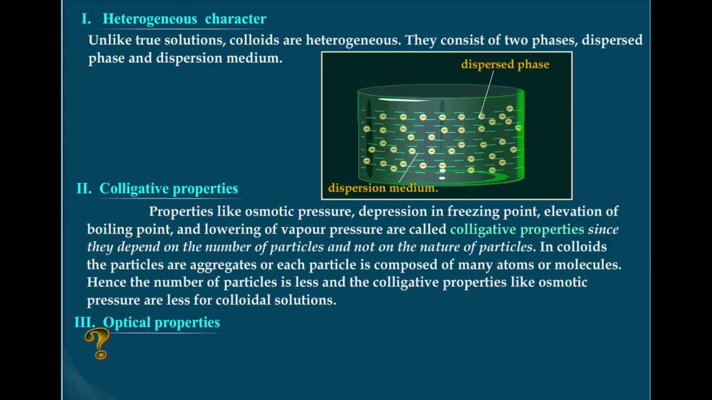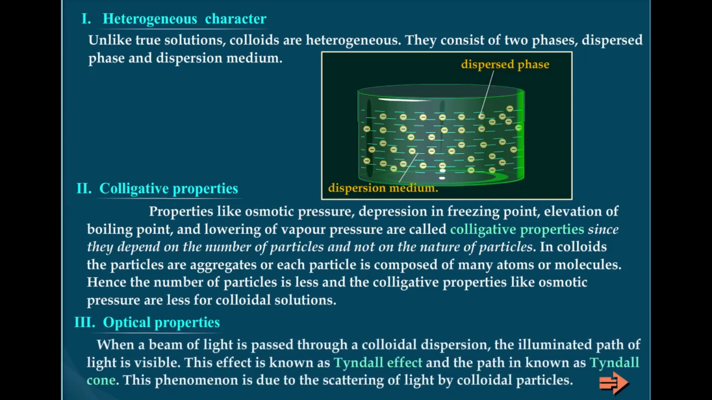The third property of colloidal solution is optical properties. That is, the colloid shows Tyndall effect. What is Tyndall effect? Scattering of light by the colloidal particles is called Tyndall effect. When a beam of light is passed through a colloidal dispersion, the illuminated path of light is visible. If you keep milk in a dark room and a beam of light is passed through it, you can see the path of light is visible. This effect is known as Tyndall effect, and the path is called the Tyndall cone. This phenomenon is due to the scattering of light by colloidal particles.